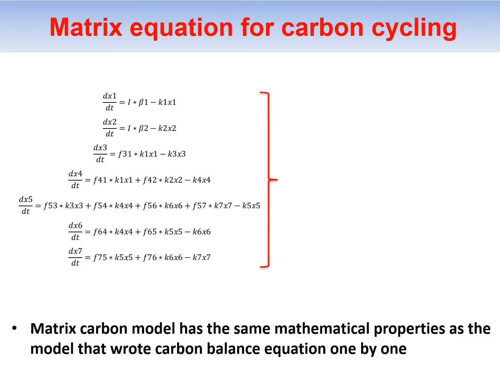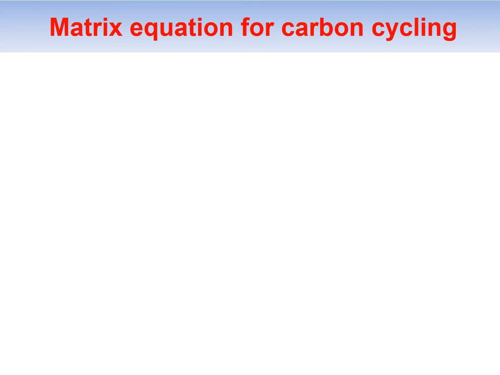Instead of writing down the carbon balance equations one by one, as shown here, we could also summarize all of those carbon balance equations into this one matrix equation, which captures the carbon balance for each of the carbon pools and also the interactions between carbon pools. One thing to keep in mind is that this matrix version of the carbon model is mathematically identical to the original carbon model with regard to the carbon dynamics.